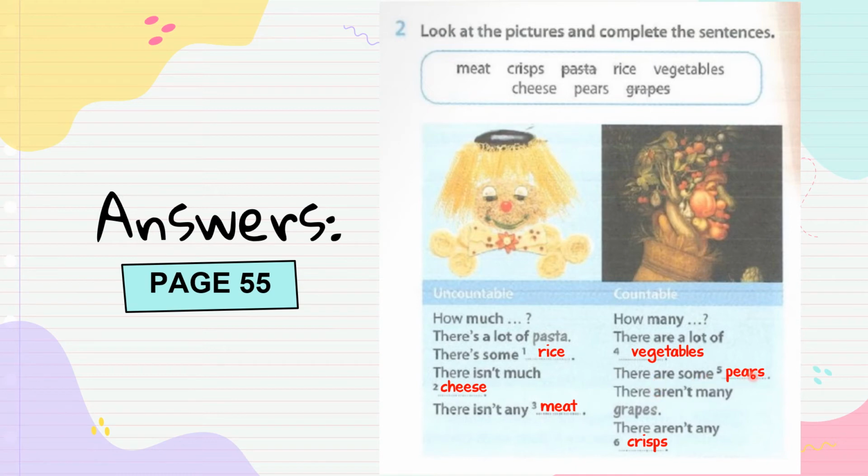Okay, there are some pears. Ada beberapa buah pear. There are not many grapes. Okay, tak banyak grapes. And there aren't any crepes. No crepes in the picture. Okay, I hope you got all correct for this one as well. Moving on.